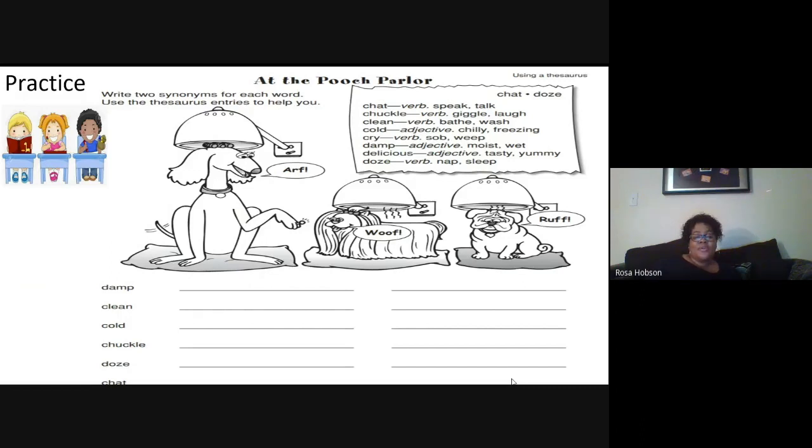So you're going to go here, and I'm going to do the first one with you. The first word says damp. So if we look up here at our thesaurus, we can look at the word damp. Again, it's an adjective, it's a describing word. And so we will put on the line moist and wet. Okay? And so now all you have to do is go here, look at the word clean, find it up here, and then you'll be able to put your words on the line. When you have completed your activity, your parents can share with you the answers.